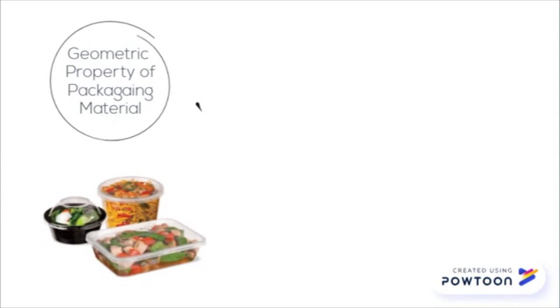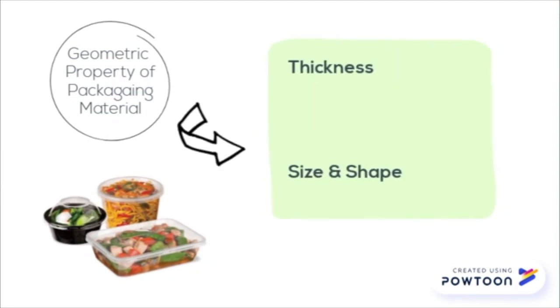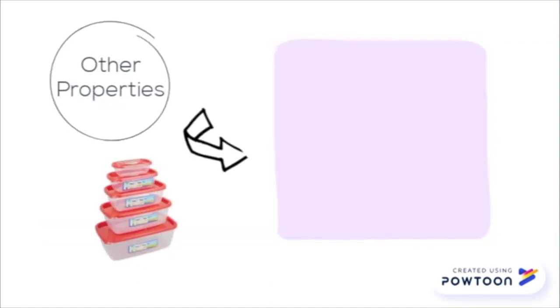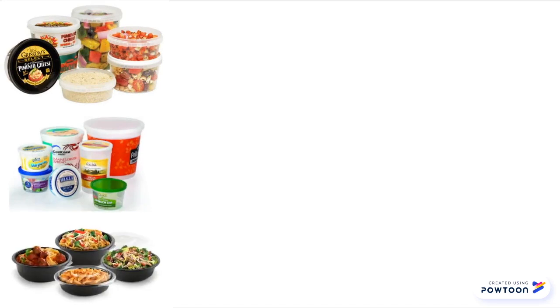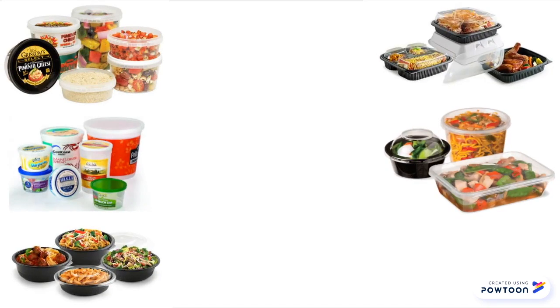Geometric properties of packaging materials such as thickness, size, and shape will affect the mass transfer of flavor compounds as well. For example, a thick material will have a lower mass transfer. Other properties such as temperature, additives, relative humidity, and crystallinity will also have an impact on the mass transfer of flavor compounds through the packaging. Now you know what the factors are that cause the mass transfer of flavor compounds through packaging.